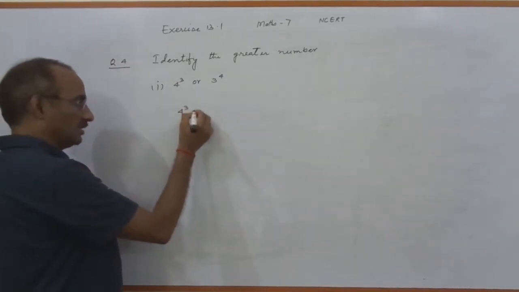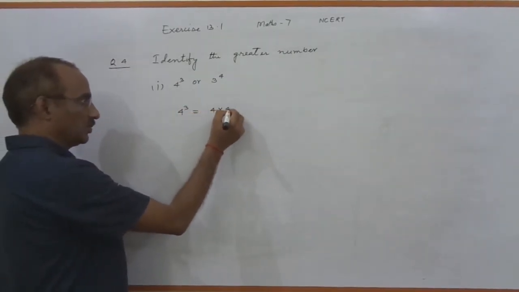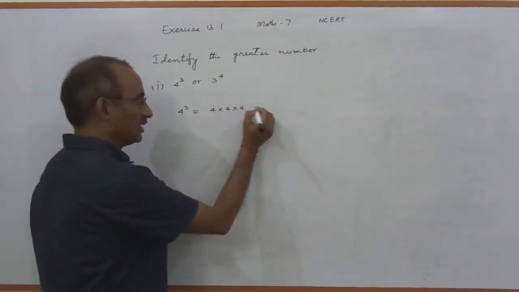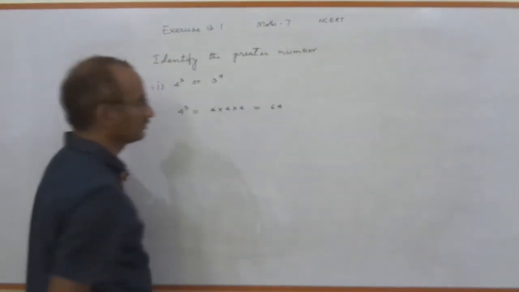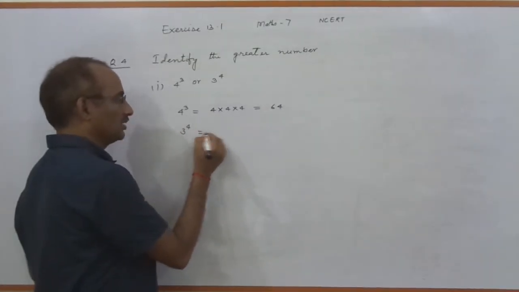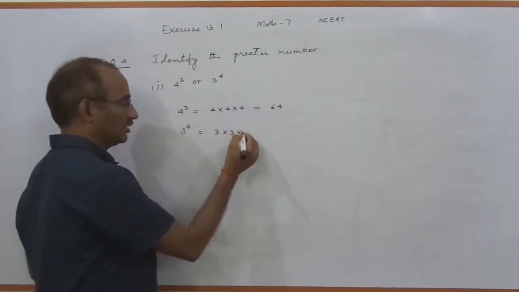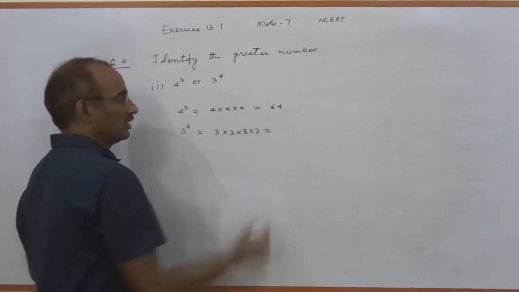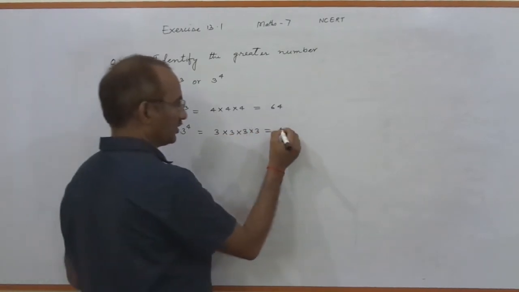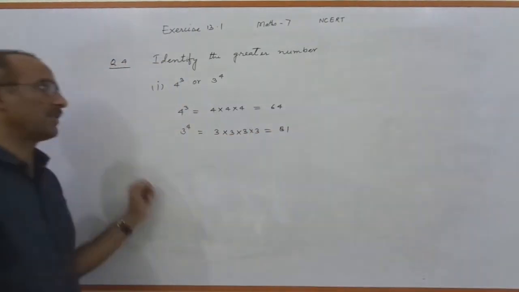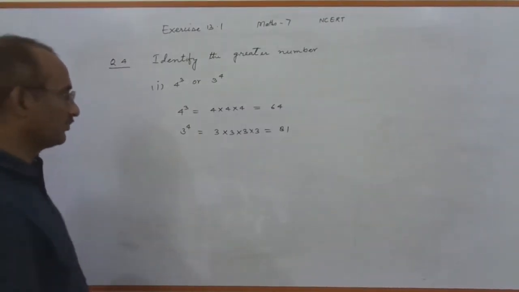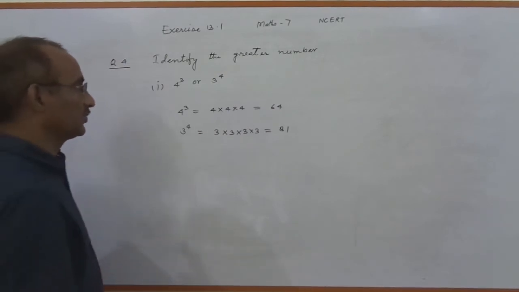So 4 power 3 can be written as 4 into 4 into 4. On multiplying it, we get 64. And 3 power 4 is written as 3 into 3 into 3 into 3. On multiplying it, 3 threes are 9, 9 nines are 81, so here we get 81. The value of 4 power 3 is 64 and the value of 3 power 4 is 81. 81 is greater than 64.